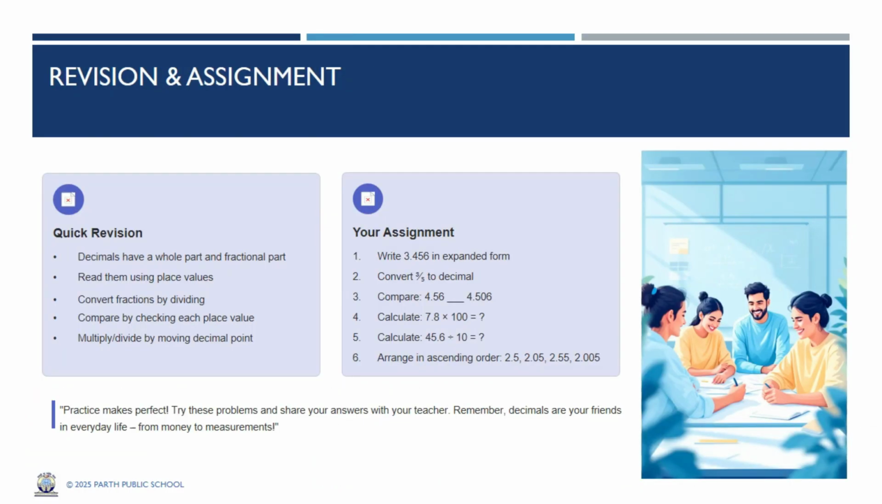In this lesson, we learned what decimals are, how to read and write them, how to convert fractions, and how to perform operations. Please complete the assignment in your notebook. Practice will help you become confident with decimals.